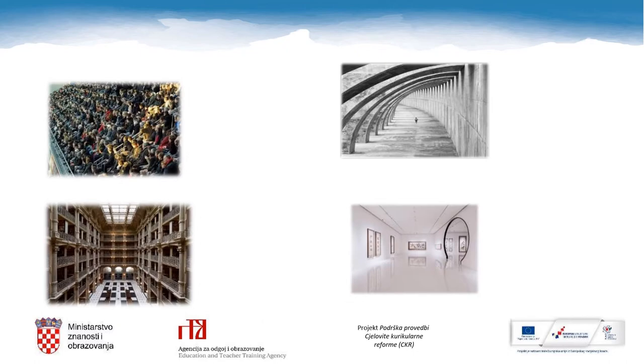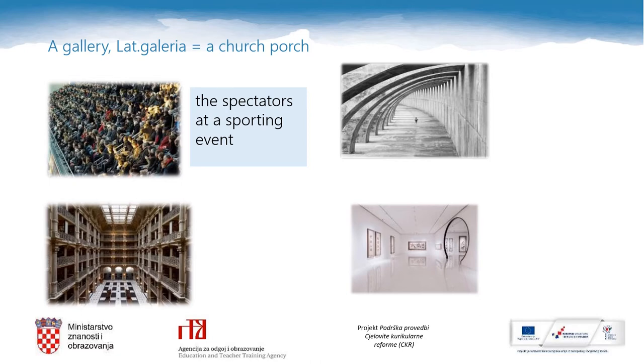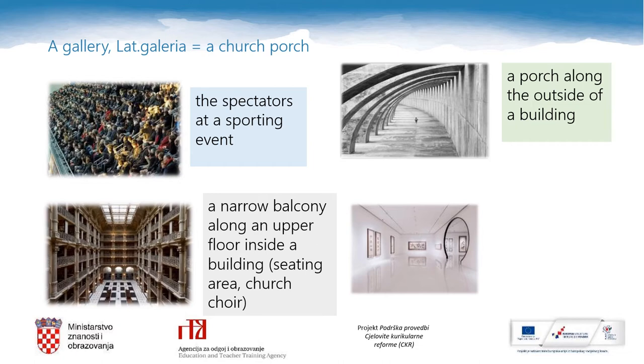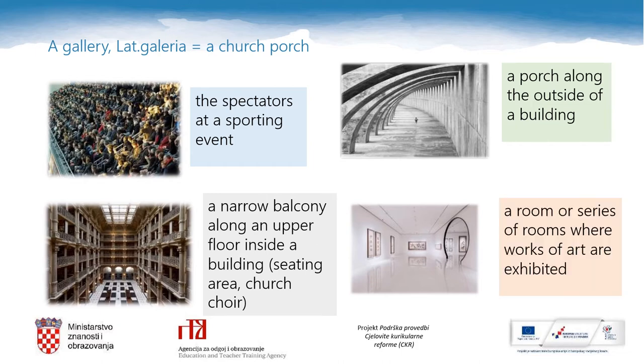So welcome back and take a look at these four pictures, please. They have something in common, but what is it? They all share the same word, the word gallery. The word gallery comes from Latin, galleria, meaning a church porch. So in the first picture, you can see the spectators at a sporting event sitting at the gallery. In the second picture, you can see a porch along the outside of a building. In the third picture, you can see a narrow balcony along an upper floor inside the building. It's a seating area, usually for the church choir. And in the last picture, you can see a room or series of rooms where works of art are exhibited.